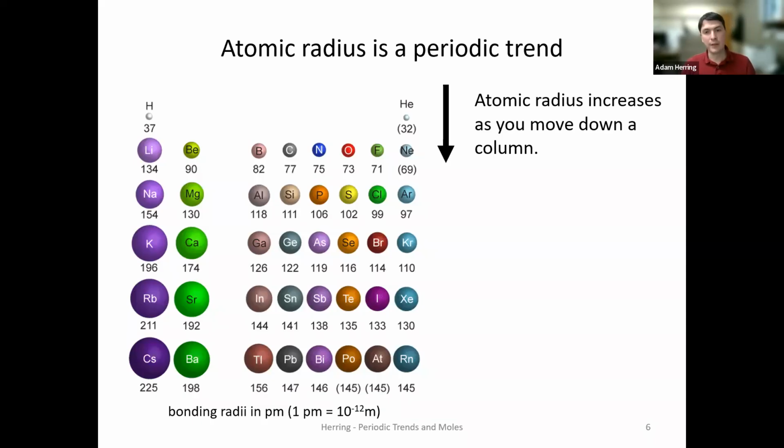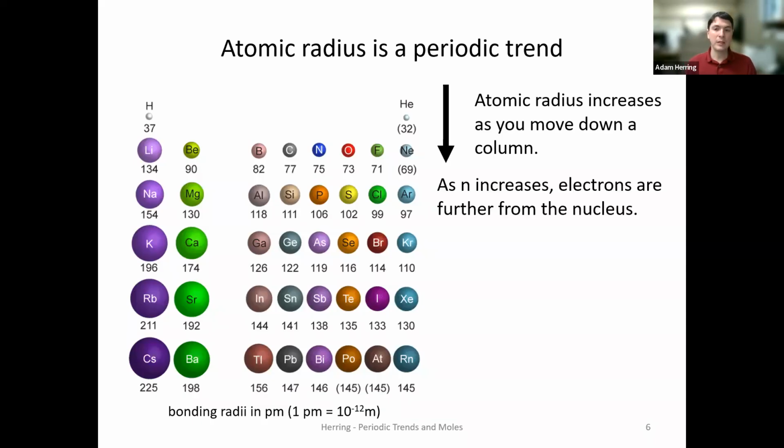It turns out that the reason for this is because as we go down a column, we're increasing the number of shells that are being occupied by electrons. Remember when we talked about electron configurations, we discussed that elements of the same group have increasing shells that are being occupied. Therefore, those electrons are being held farther and farther from the nucleus, which increases the size of that atom.